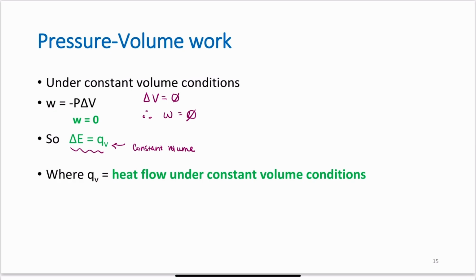And so Q sub V, heat flow under constant volume conditions. We see in another module Q sub P, that means constant pressure conditions. Q sub V means constant volume conditions. If we are not allowing the volume of the system to change, we are under constant volume conditions, and work is going to be equal to 0.